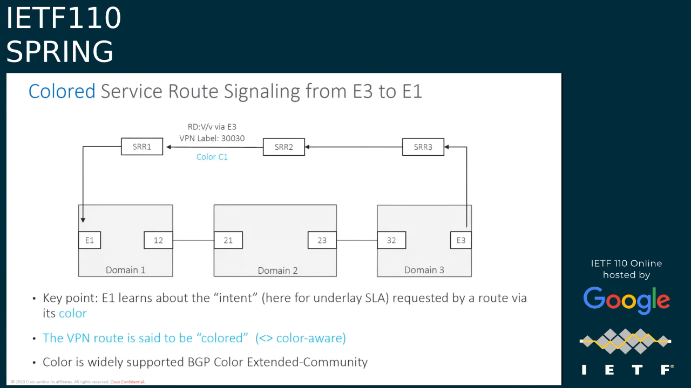We just see here an illustration of the color concept. An egress PE, E3, tags a VPN route with color C1, expressing a request for a particular intent. Any ingress PE, such as E1, that installs this route will try to steer traffic for this VPN route through a path to E3 for color C1. Color is signaled using the BGP color extended community. Next slide, please.